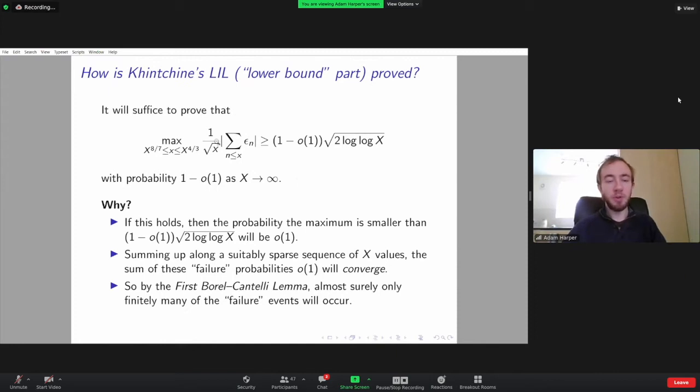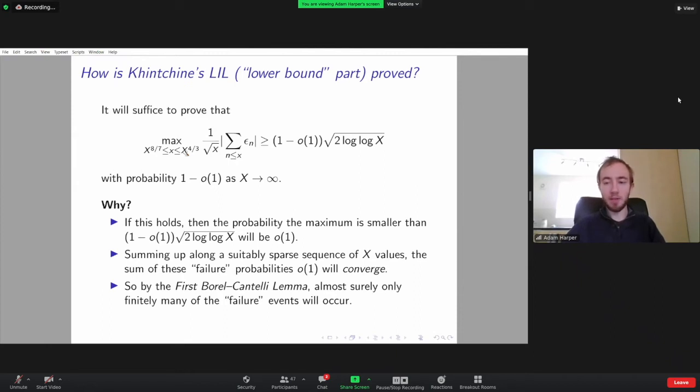So I claim that it will suffice to prove that if you take the partial sums of your independent plus or minus 1 random variables and you rescale them in the natural way, by the standard deviation, and you take the maximum over some interval, let's say between capital X to the 8/7 and capital X to the 4/3, but it doesn't really matter, just some fairly big interval, it will suffice to prove that the maximum of this is bigger than about root 2 log X, with probability tending to 1 as capital X tends to infinity.